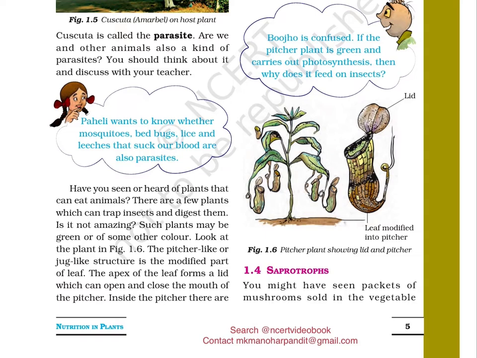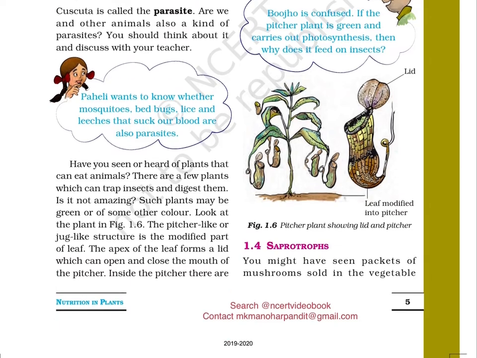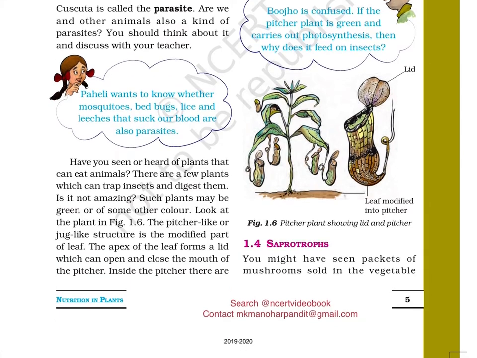Figure 1.6. Here is a pitcher plant with its lid and pitcher. We can observe the lid of the pitcher plant. There's also the net-like leaf modified into pitcher.